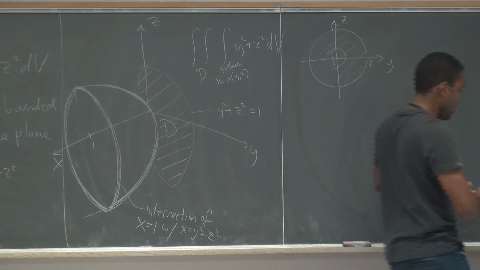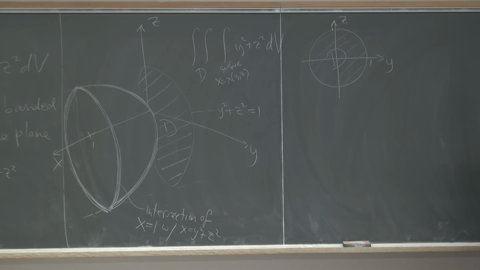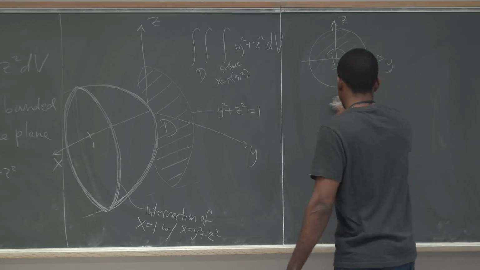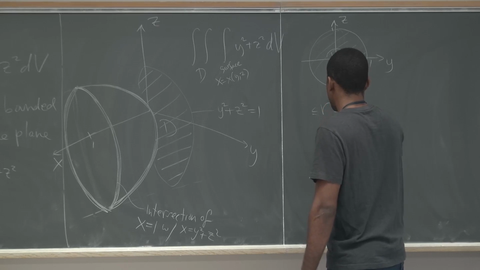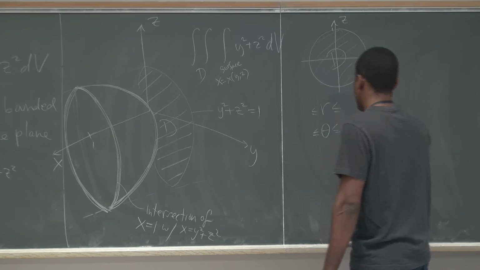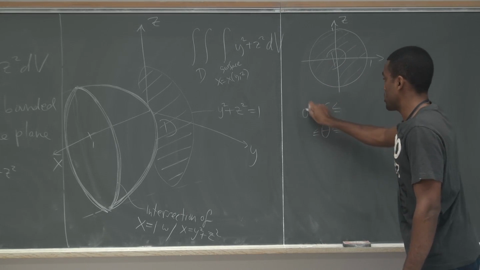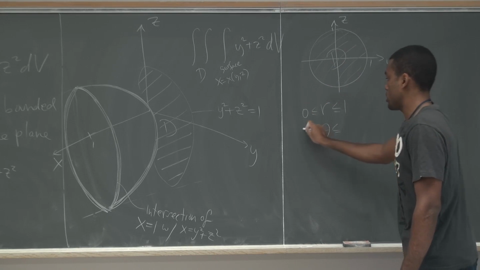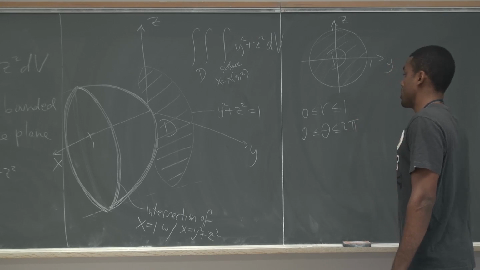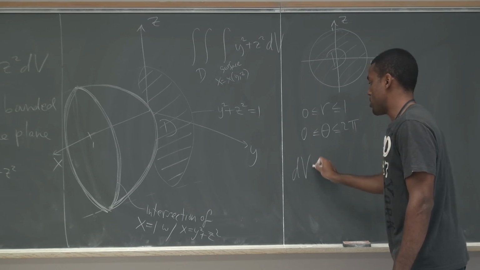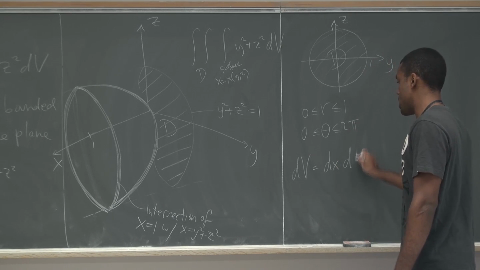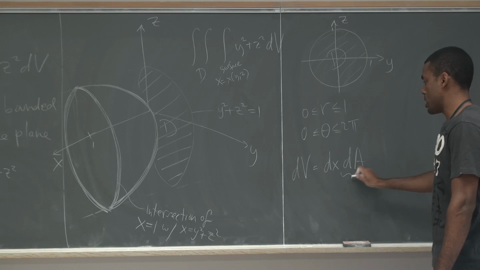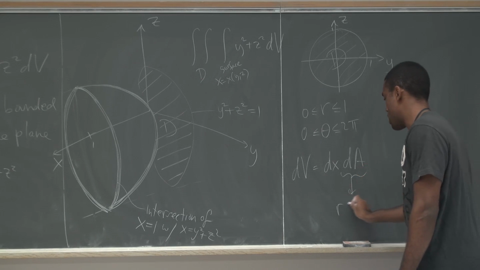How do I describe that region? I could do it in polar coordinates. So I can choose my r and theta. What's my r doing? What's my theta doing? 0 to 2 pi. And so my dV, I'm thinking of it here as dx times dA, right? Where my dA would now become what? r dr d theta.